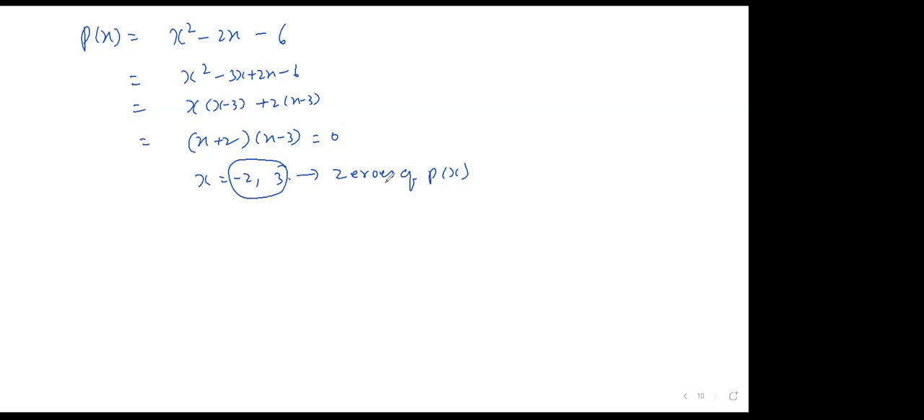Okay. So one more thing, very important. This is called the factor theorem. I'll make you understand the factor theorem. This might be in your syllabus.